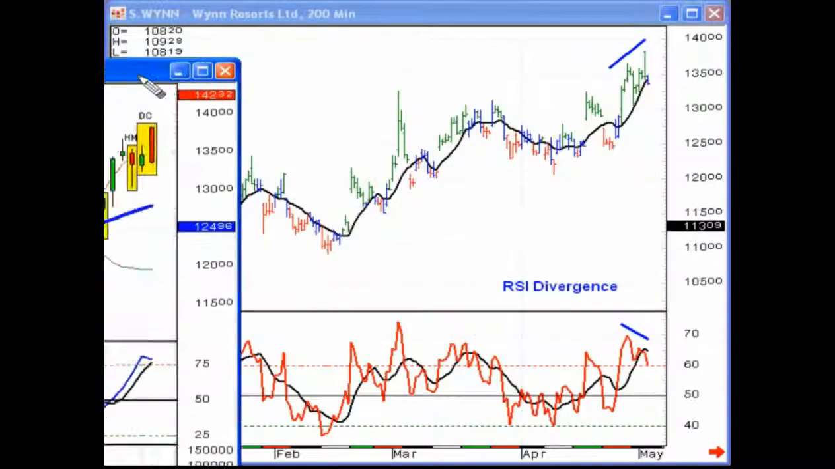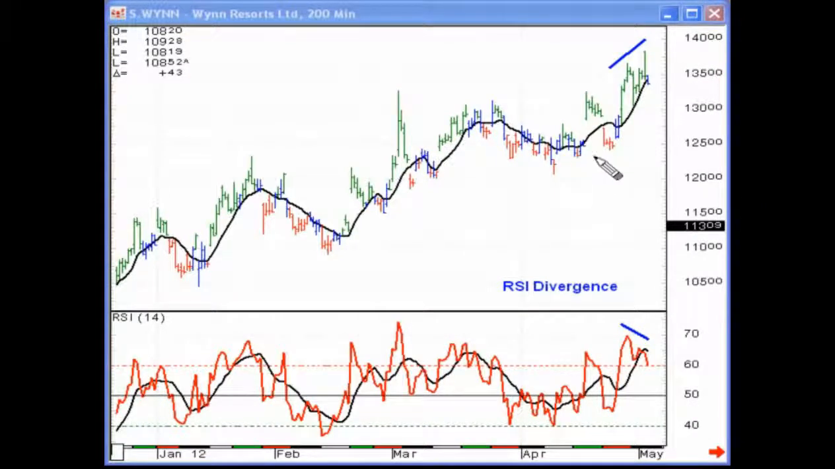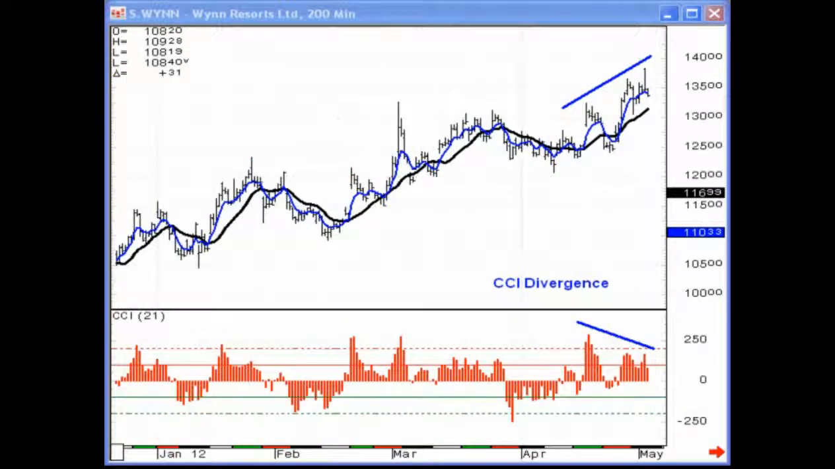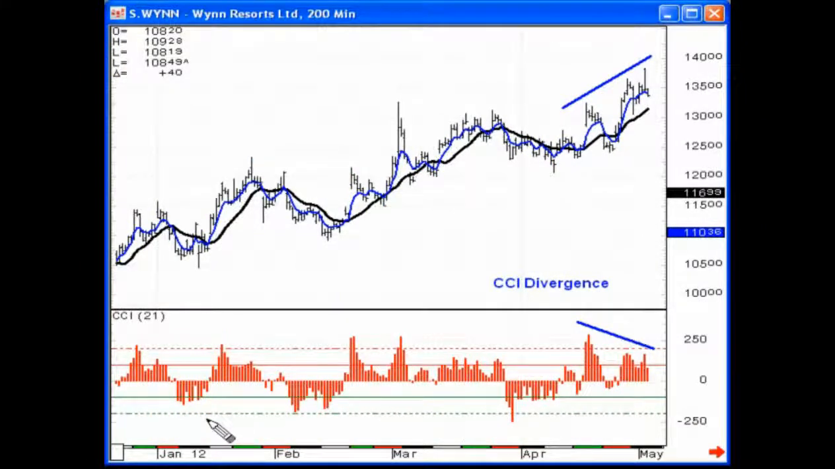Well, okay, what else can we look at? Well, let's take a look at a few things. This is our RSI indicator, and what I see on a short-term basis is the last few trading days marked divergence. We pushed up a bit higher in price, unconfirmed with respect to RSI, so we do have RSI divergence on the 200-minute price chart.